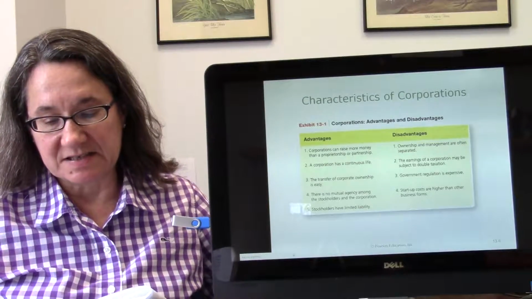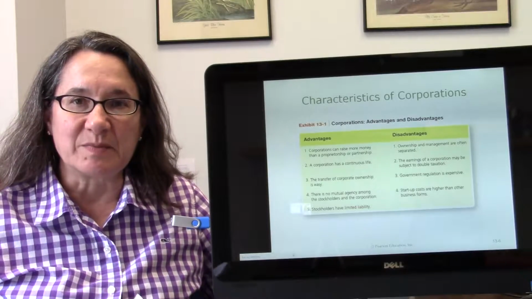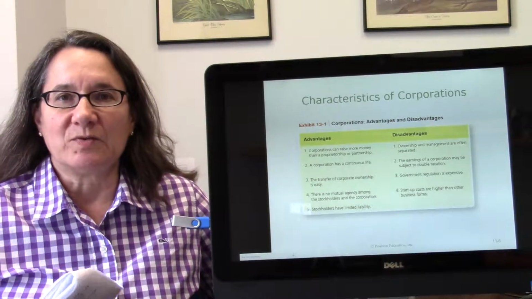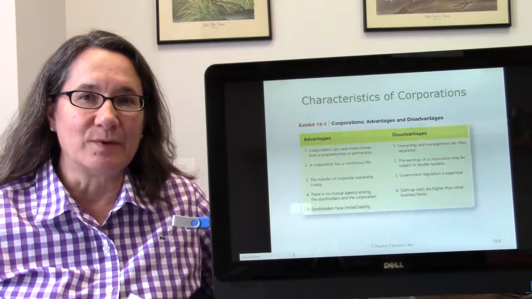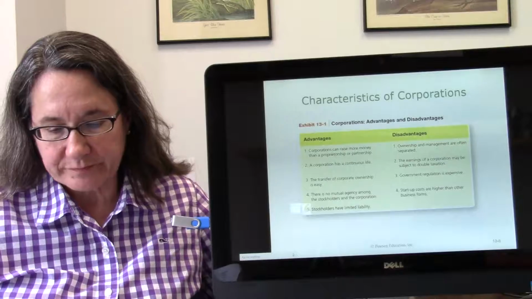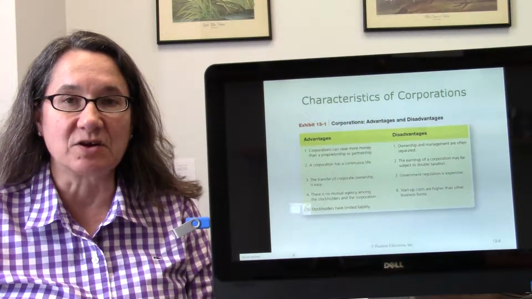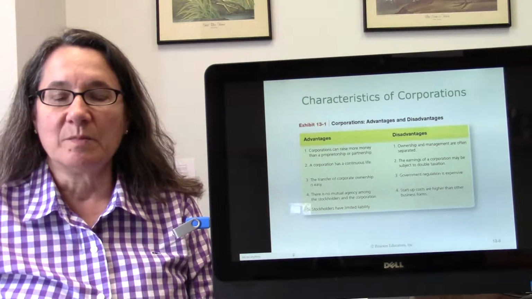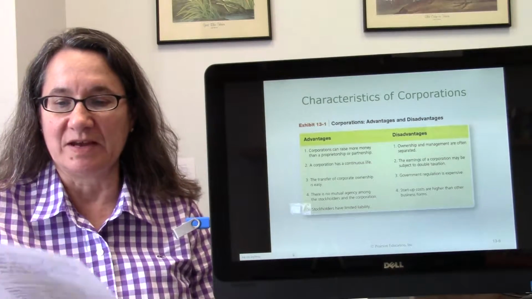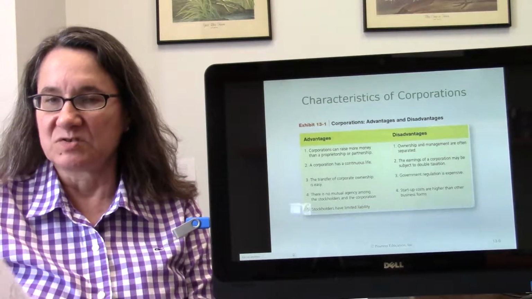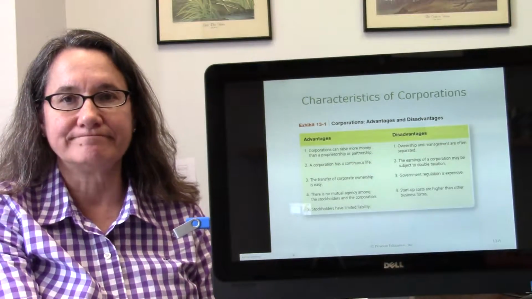Government regulation is expensive. You and I can go start a little restaurant, and it's not a big deal. We just run our restaurant. We don't have to worry too much about regulations. But corporations have lots of regulations, lots of rules they have to comply with, so it costs a lot to keep up with that. And startup costs are much higher than other business forms. If I get enough money to start my taco stand, I can open it up. But corporations actually have to prove to the state that they have a certain amount of capital before they'll be given their certificate of incorporation. So it's a higher level of operating.